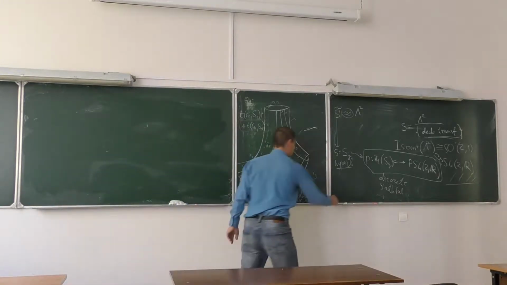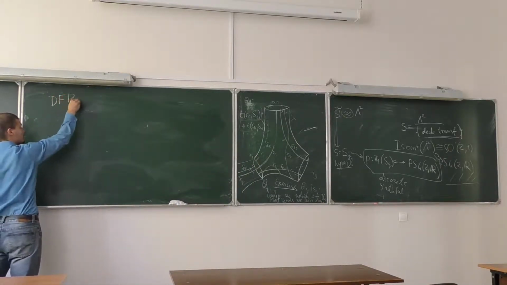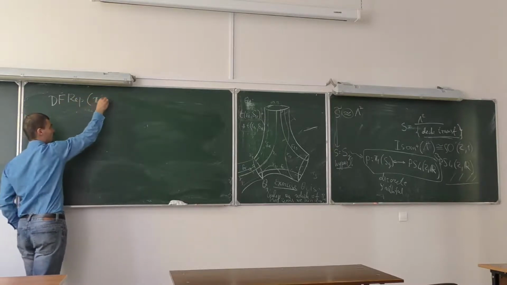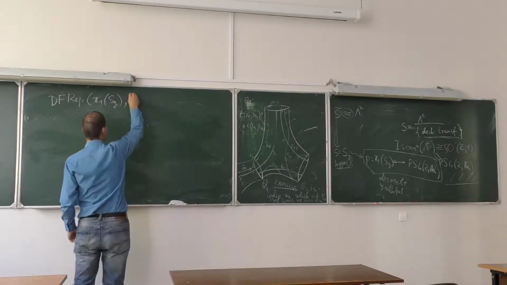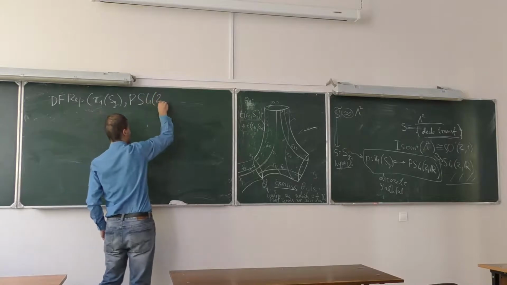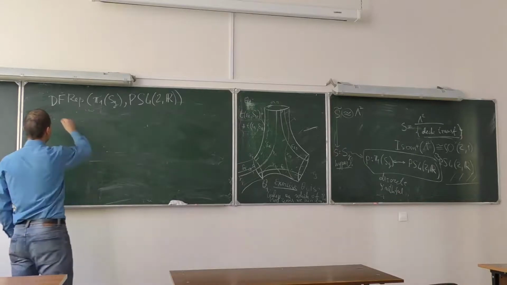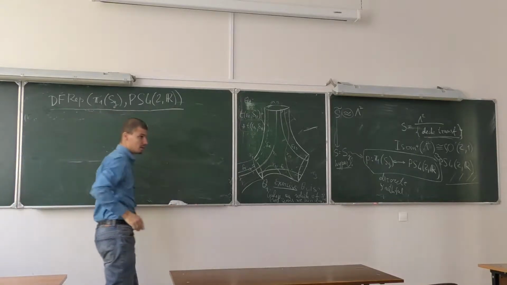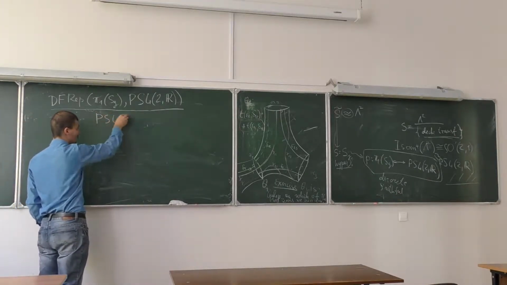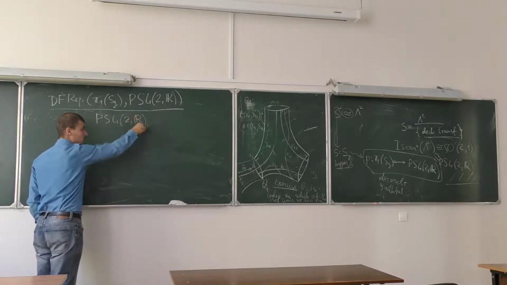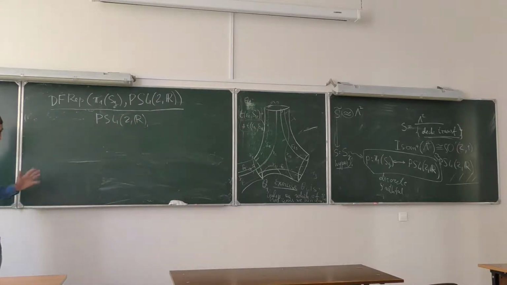So let us consider the set of all discrete faithful representations of π1 of S_g to PSL2R. And we take the quotient of this set by PSL2R, which acts here by conjugation.